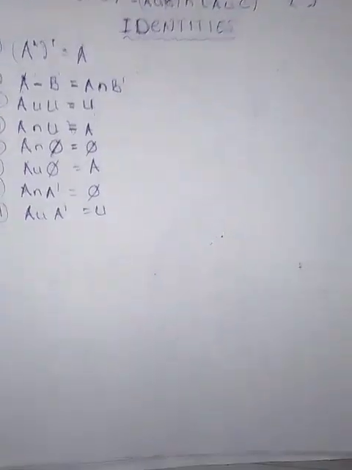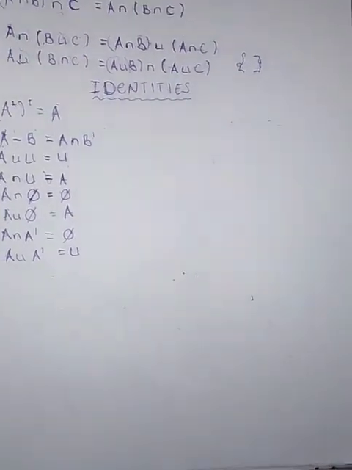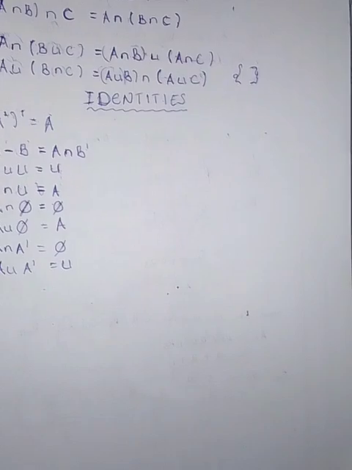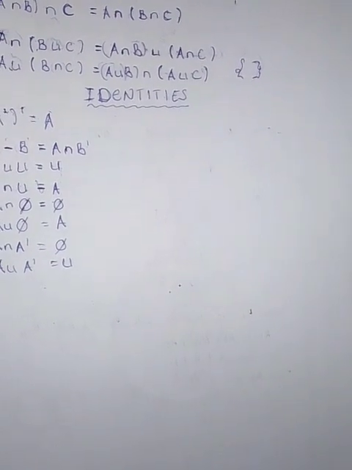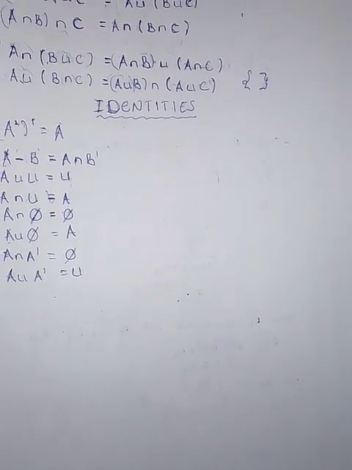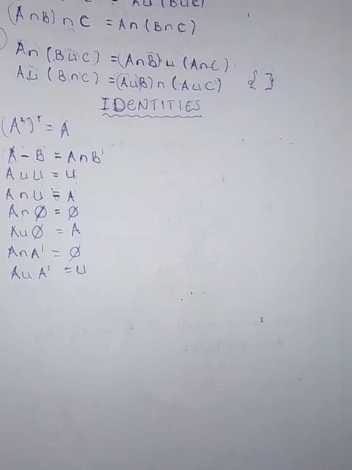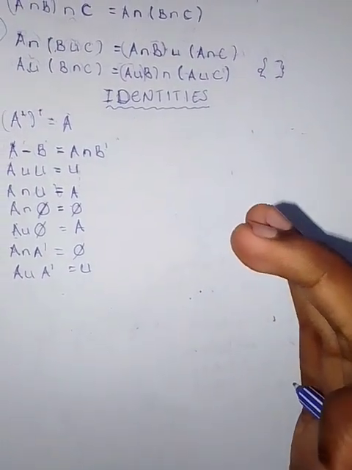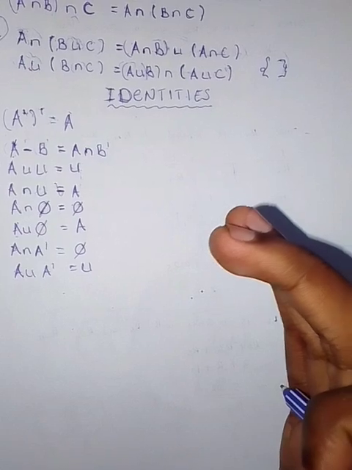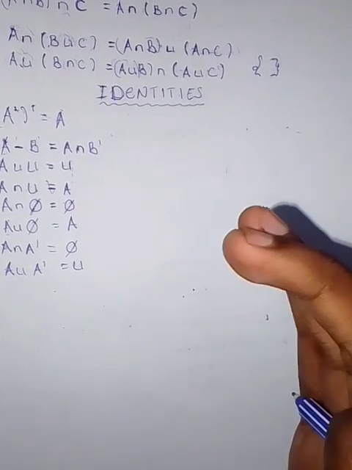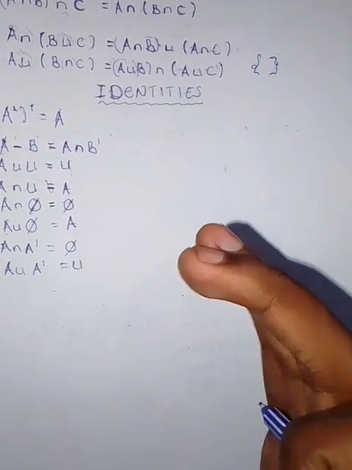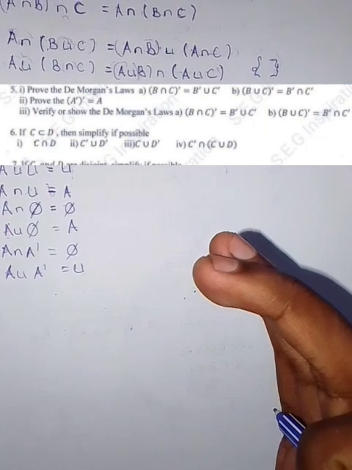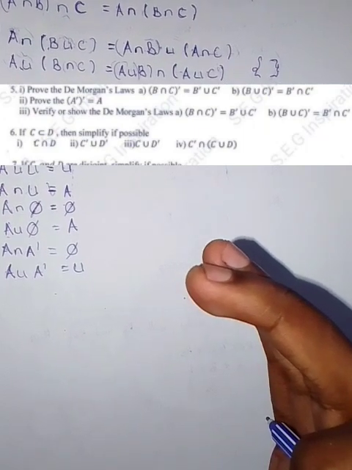So let's solve some questions from the tutorial sheet. These questions that you are seeing on the screen right now are the questions that they bring on the exam. It's on this concept, they don't go beyond this. So if you're able to solve all these questions, then you can't get any question wrong when it comes to proving and verifying De Morgan's law. Those questions are on question 5. So let's begin with the first question.